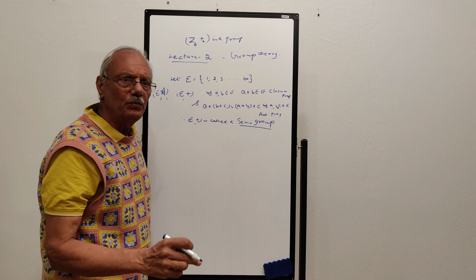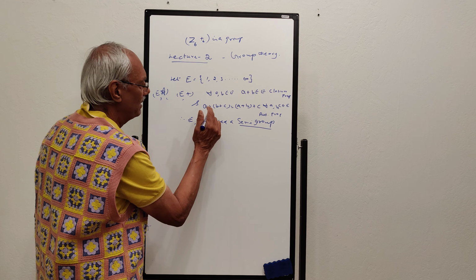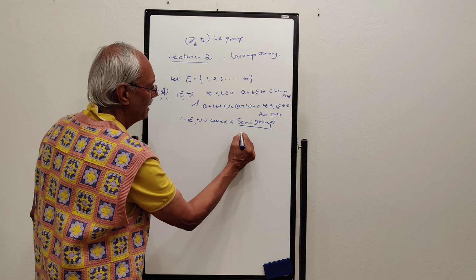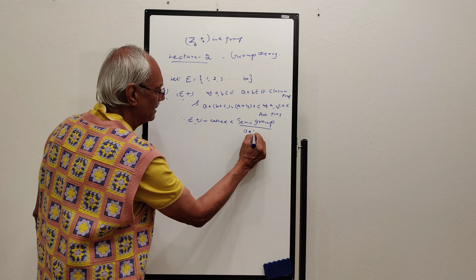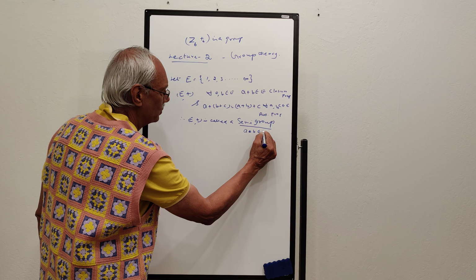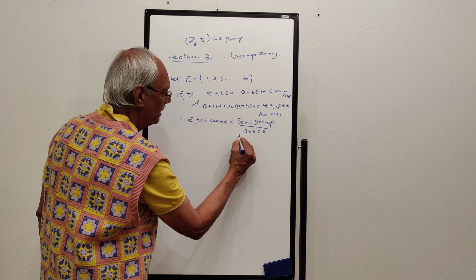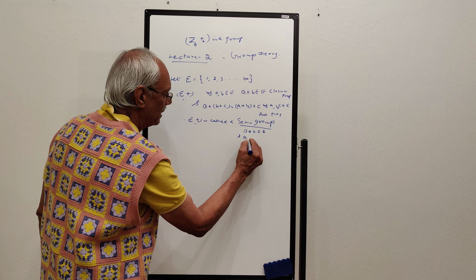A non-empty set is said to be a semigroup under a certain operation star if you can write a star b belongs to E, and (a star b) star c is equal to a star (b star c). So if these two conditions are satisfied, then E will be called a semigroup.